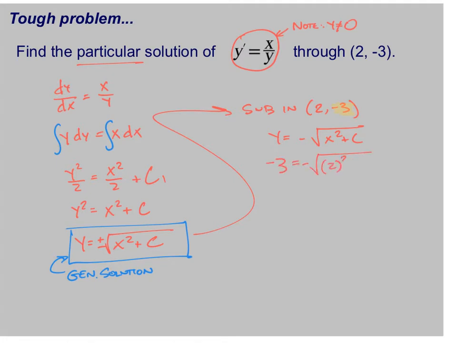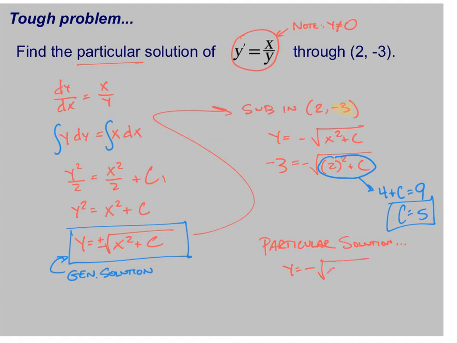We got 2, we got a square, and we got to add c. Let's go ahead and take a look at this. This quantity right here, 4 plus c, we need that to equal 9. Because the square root of 9 is 3, we already have the negative sign taken care of here. That means that c equals 5. So we're ready to write our particular solution. y equals the opposite of the square root of x squared plus 5.